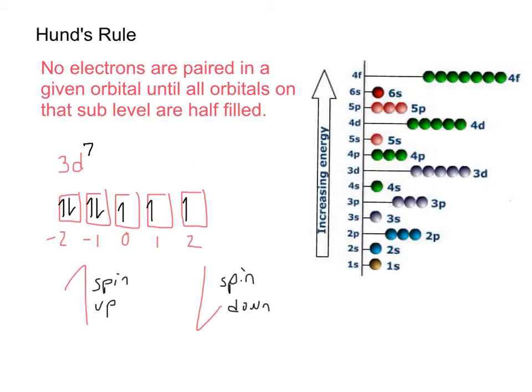And if you see one that has a pair before they're all half filled, you know it's an incorrect application of Hund's rule. So just keep that in mind. That's how we're going to fill these in on our practice the next couple days here.